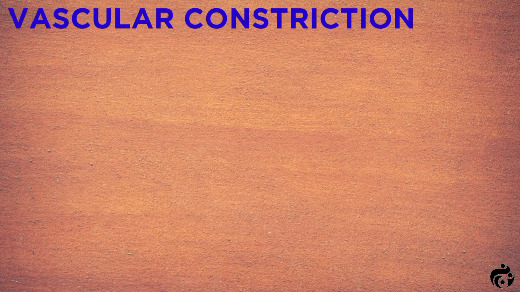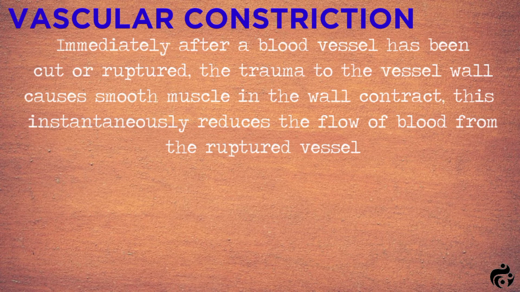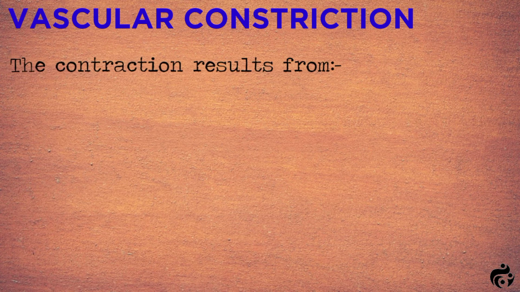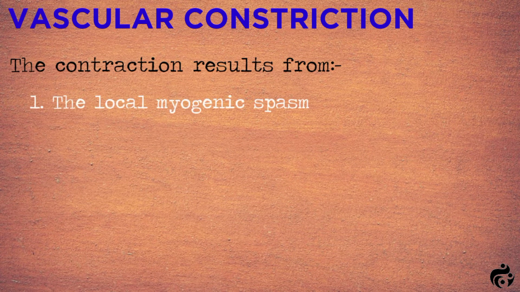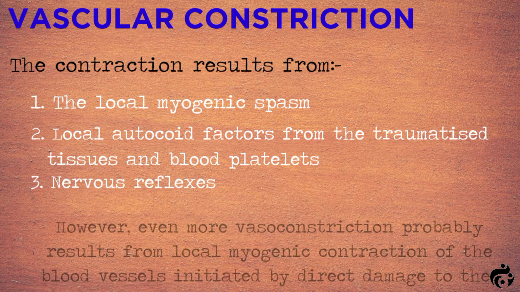Vascular constriction. Immediately after a blood vessel has been cut or ruptured, the trauma to the vessel wall causes smooth muscle in the wall to contract. This instantaneously reduces the flow of blood from the ruptured vessel. The contraction results from local myogenic spasm, local autocoid factors from the traumatized tissue and blood platelets, and nervous reflexes.